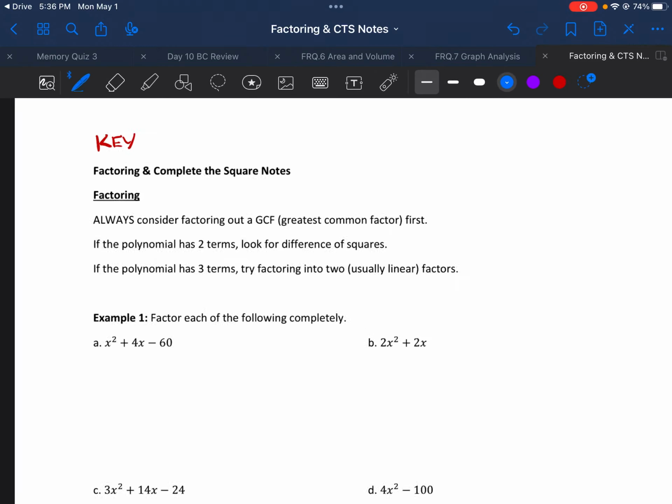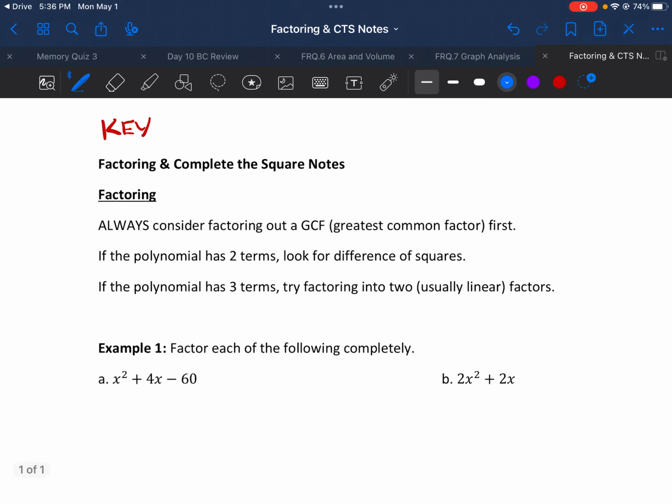All right, when factoring, here's some things that you always want to consider. Always consider factoring out a greatest common factor first. If you look at all your terms and you notice that they have a greatest common factor, that should be the first thing that you try to factor out. It could be a variable, it could be a number, but always look for a greatest common factor first.